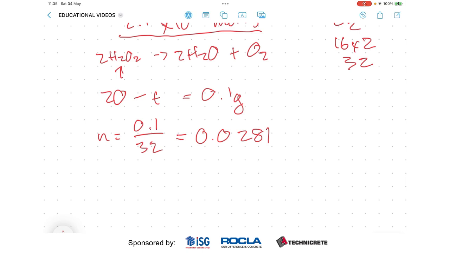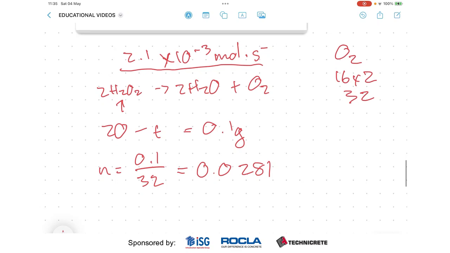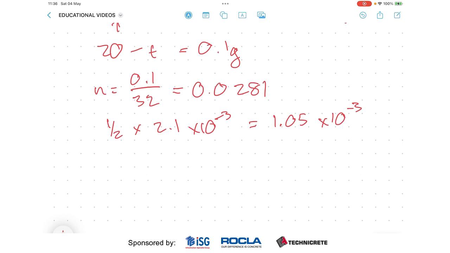Okay. And then what we've got to realize is that because of the ratio here, for every 2 moles of H2O, it's 1 mole of O2. So if we were to divide both sides by 2, we'd have half here. So the rate of O2 production is half the rate of H2O2 decomposition. So we need to say half times 2.1 times 10 to the minus 3, which is just 1.05 times 10 to the minus 3. Okay. So now we have the rate. Now we have the correct numbers.